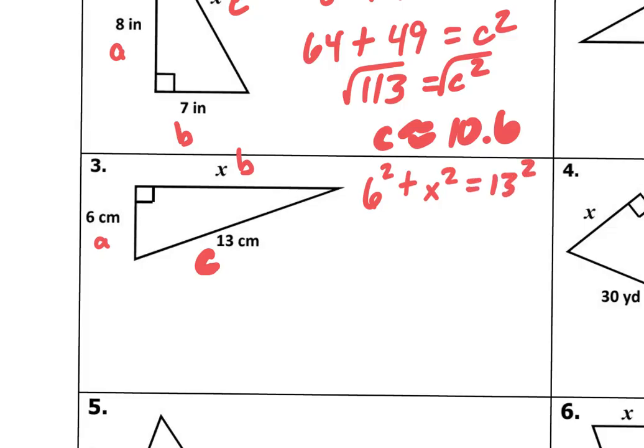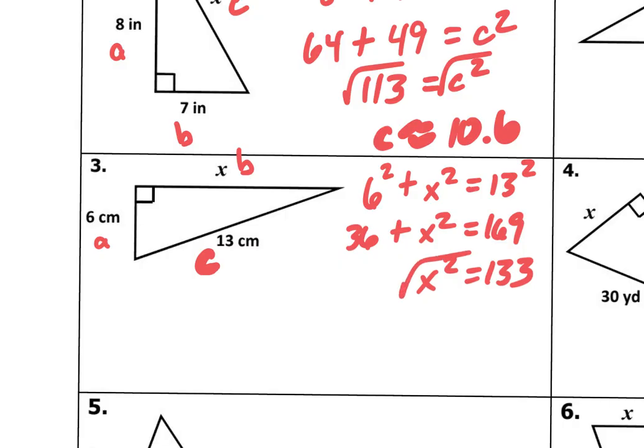And we're going to take those numbers, plug it in. Okay, this is a little bit different because this time we're given C. We know this must be the biggest side on the triangle. So we got 36, 169. And then we're going to subtract 36 from both sides. And we're going to take the square root. What do we get if we round that to the nearest tenth? 11.5.